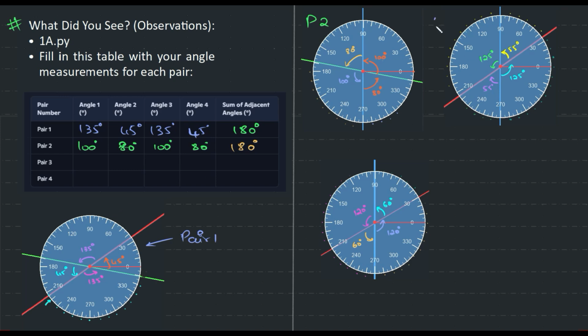Let's look at pair 3. So I'll start with 55 degree. That's my first angle. Again, guys, you can start anywhere. That's left to you where your first angle is. So this is 55 degree and this is 125 degree, the last one. Now we're looking at the sum, 55, 125. How much is that?